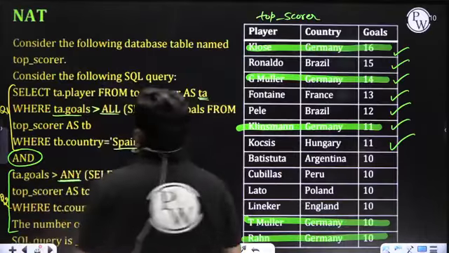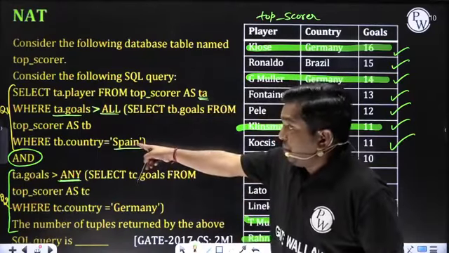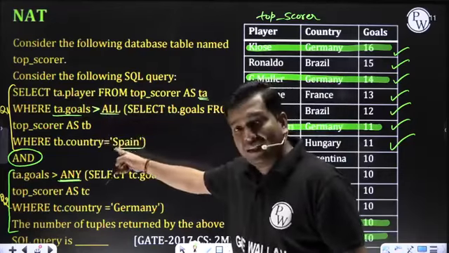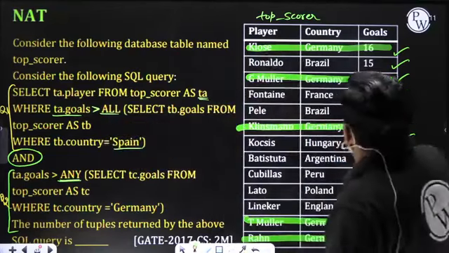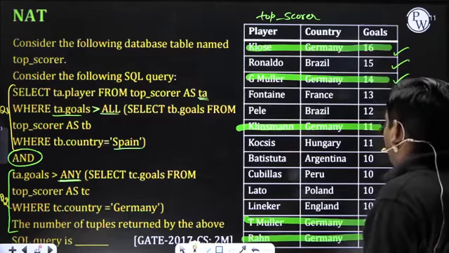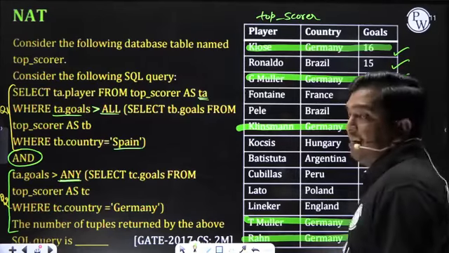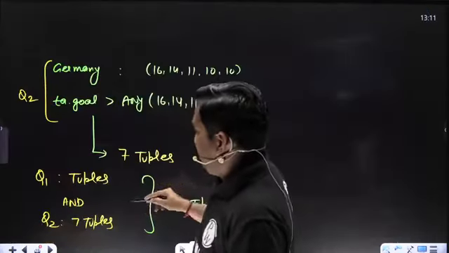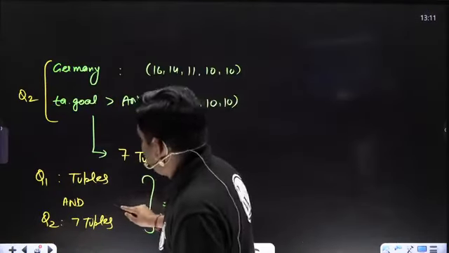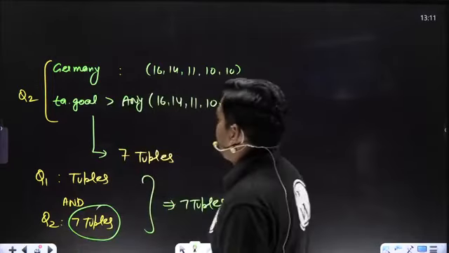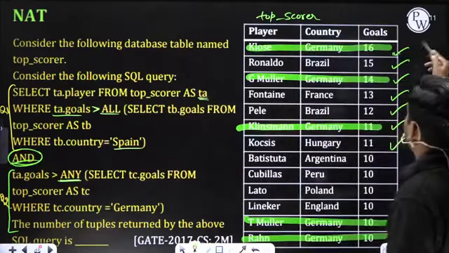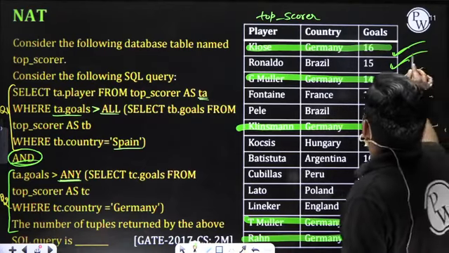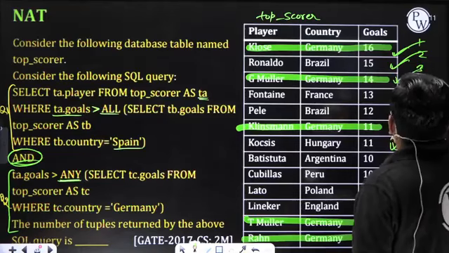Why, children? Please look here: greater than Spain, the goals where country equal to Spain, greater than them. So here you will get 0, and greater than 0 you will get all values: 16, 15, 14, 13, 12, 11, 11, 10, 10, 10, 10, 10, 10. But when you apply the AND operation, then you will get only 7 tuples. Which 7 tuples are you getting? These 7 tuples: 16, 15, 14, 13, 12, 11 and 11. This is the 7 tuples: 1, 2, 3, 4, 5, 6, 7.